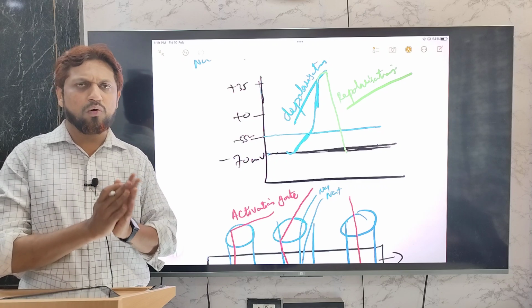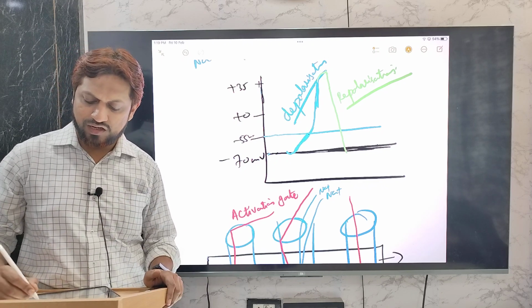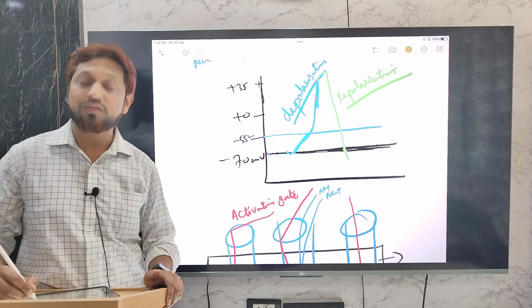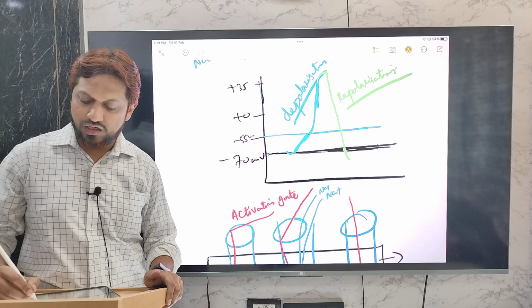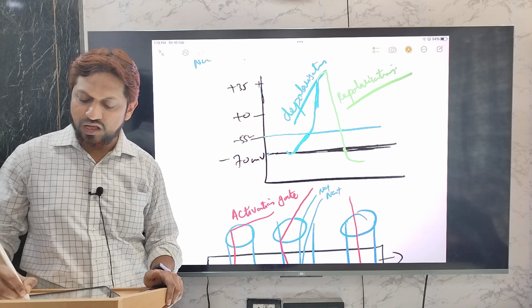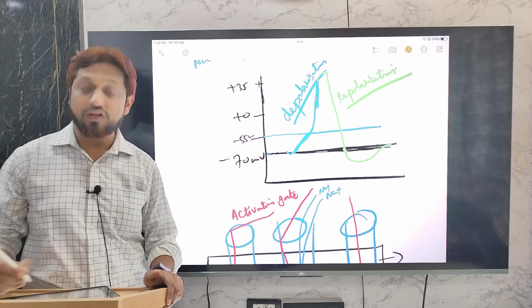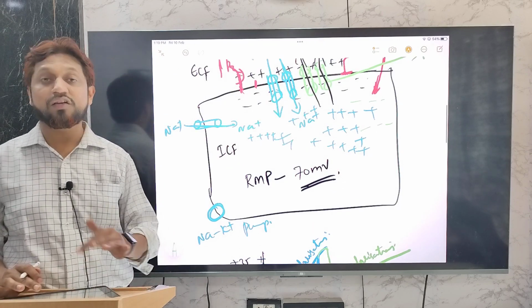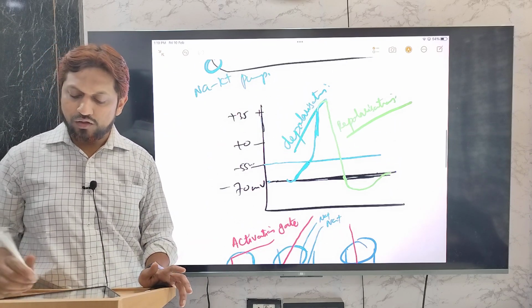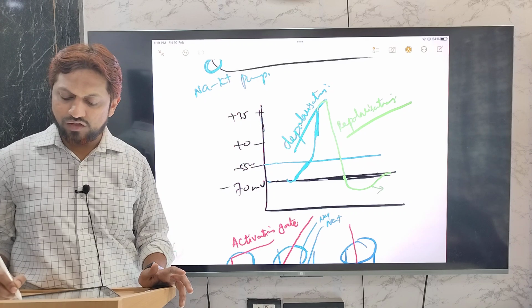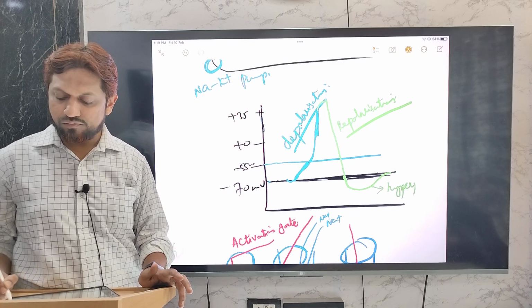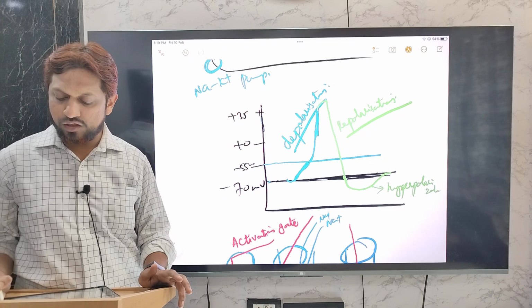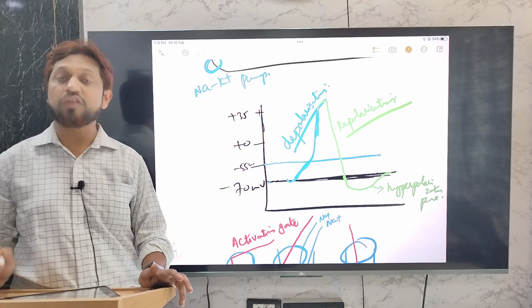These are very slowly opening potassium channels, and the potential will even surpass the resting membrane potential. It will go to minus 80, minus 90, and finally it will come back to the resting membrane potential because of the sodium potassium pump and other factors. This is called the hyperpolarization phase. Again it will come back to the resting membrane potential.